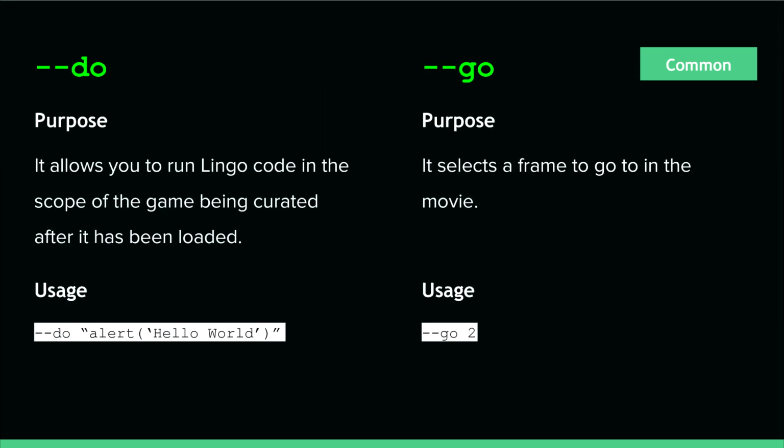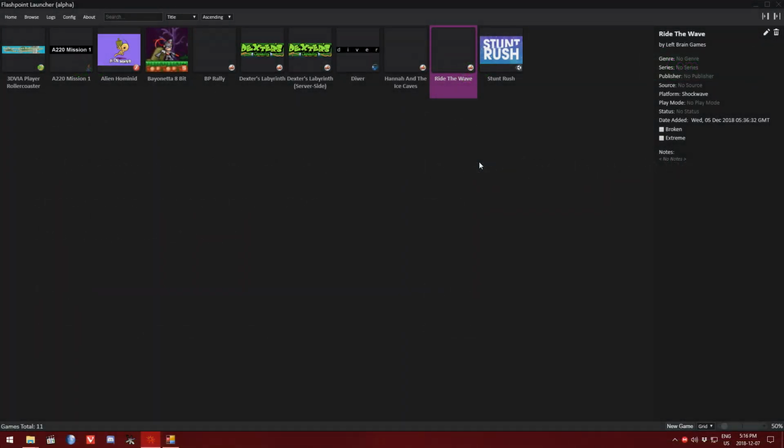Finally, we have two arguments that are new to the redirector projectors. These are --do and --go. --do is one of the most powerful arguments you can use. --do allows you to run Lingo code in the scope of the game being curated after it has been loaded. Let's see this in action and use it to display our Hello World alert from earlier.